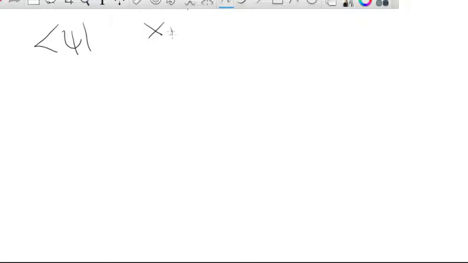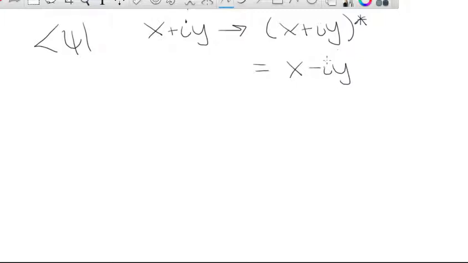So we have a complex number, x plus iy. Now if we want to find the complex conjugate of this complex number, we write it like this. So (x plus iy) with the star up here, that means complex conjugate, is equal to, now all we simply do is wherever we see an imaginary component, we put a minus in front of it. So in this case, it's x minus iy. So that is the complex conjugate of this complex number here.